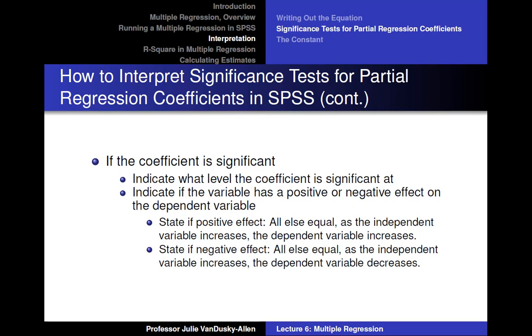If it has a positive effect, state: all else equal, as the independent variable increases, the dependent variable increases. If it has a negative effect, state: all else equal, as the independent variable increases, the dependent variable decreases.